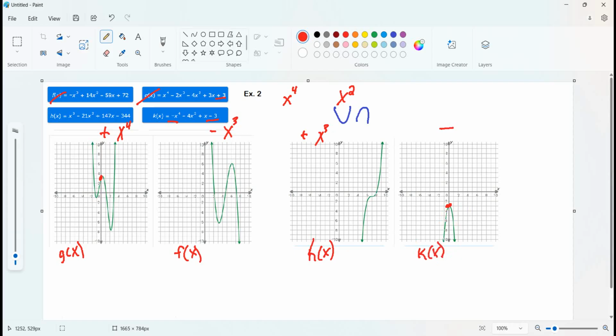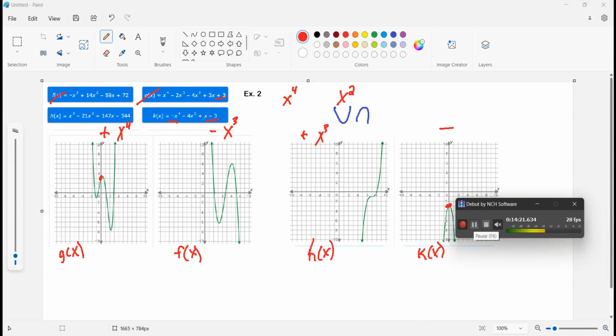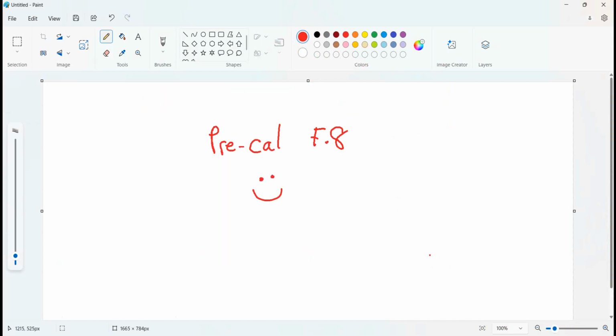Alrighty. Let me get us a different screen here. Oops. Silly me. I guess that was it for that section. That's all the notes for that section.